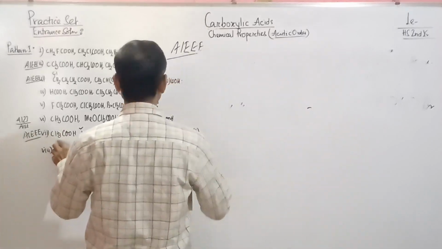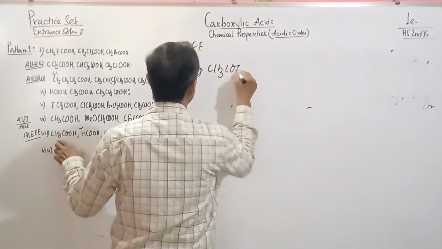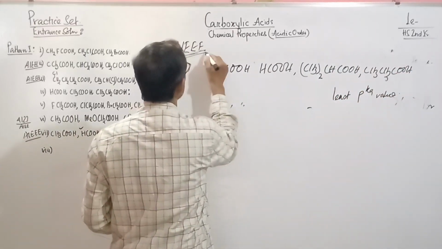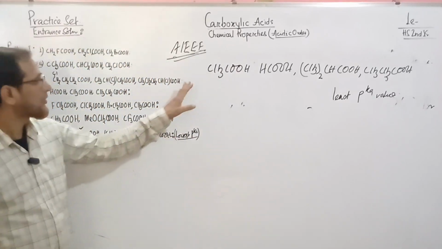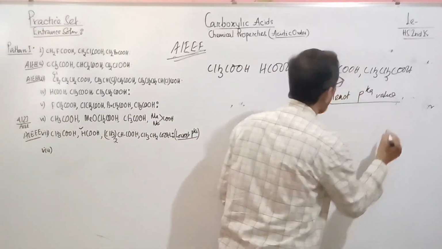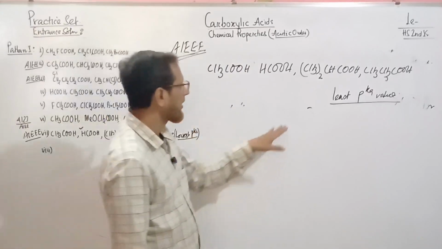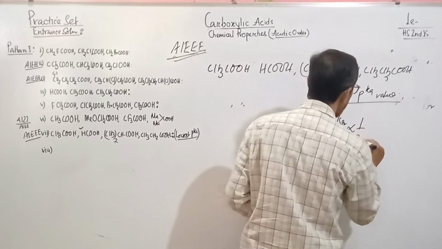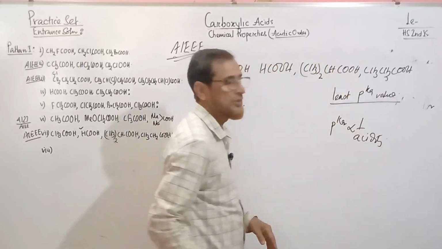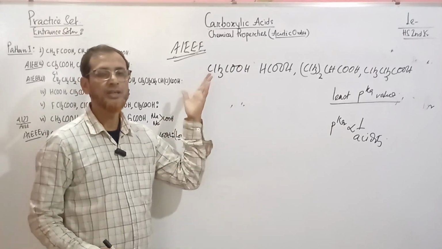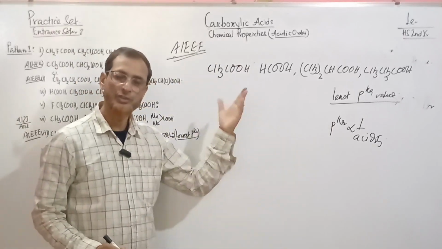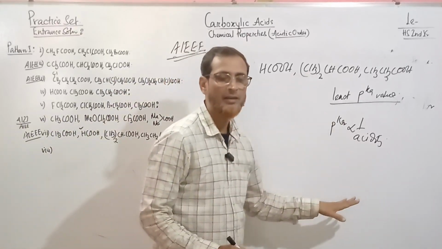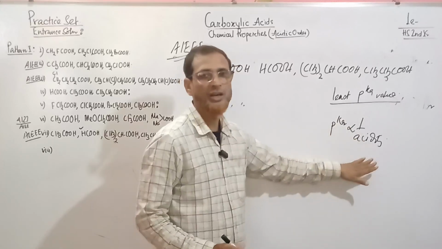Next one is again, this question is asked in AIEEE. So this is the compound. You are asked which one has the least pKa value. And in my earlier classes, I told you that pK value is inversely proportional to acidity. Means if pK value is the highest, the acidity is the lowest. Means it is the weakest acid. So more the pK value, less is the acidity. Less the pK value, more is the acidity.